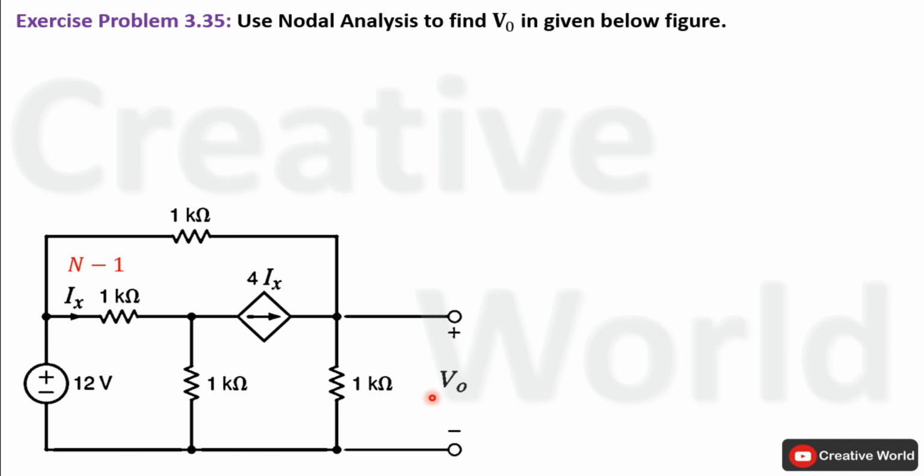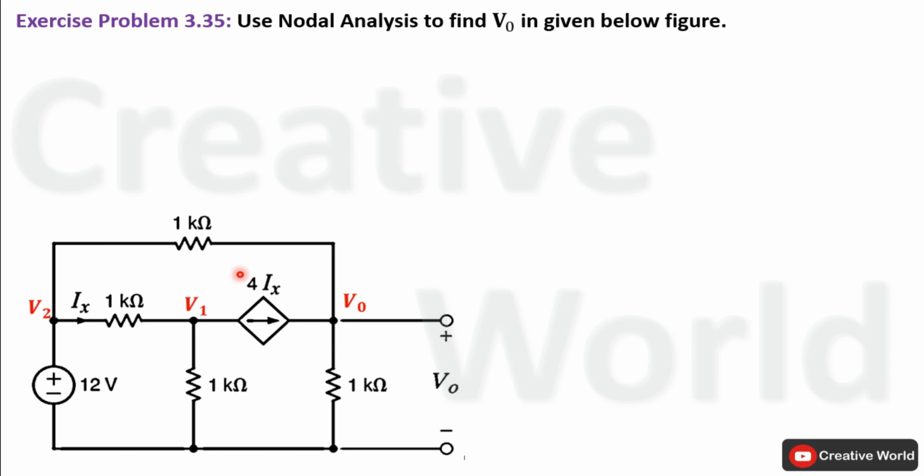In this equation, n represents the number of nodes that exist in the network. In this case, there are 4 nodes, so 4 minus 1 will be equal to 3. Maximum 3 node voltage equations can be retrieved from this network. In the next step, we have to label all unknown non-reference node voltages. In this network, we are considering this node as the reference or ground node. Other non-reference node voltages are labeled as V0, V1 and V2.